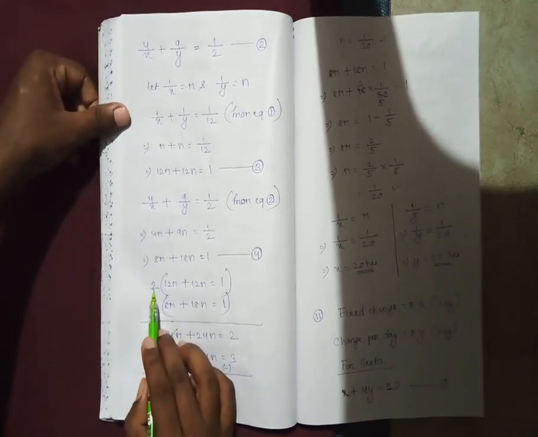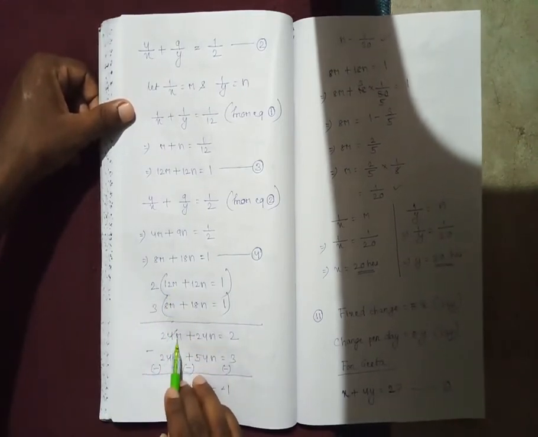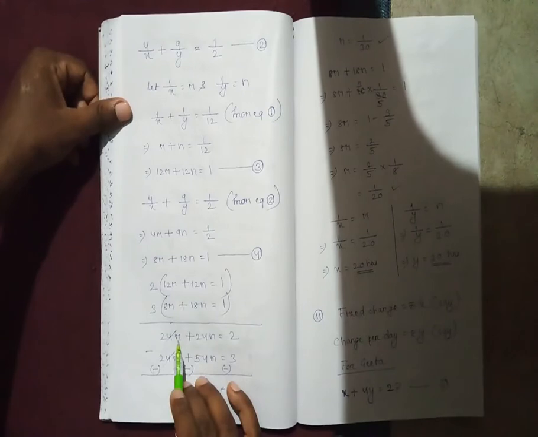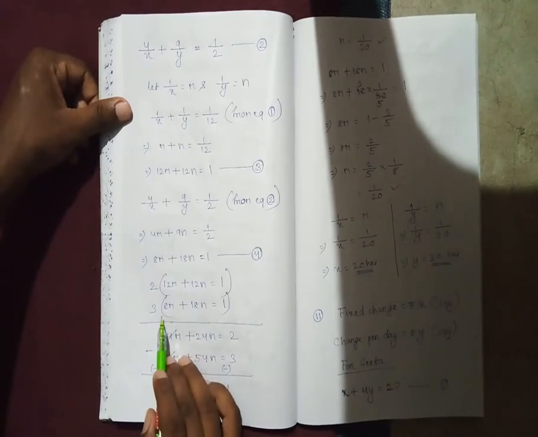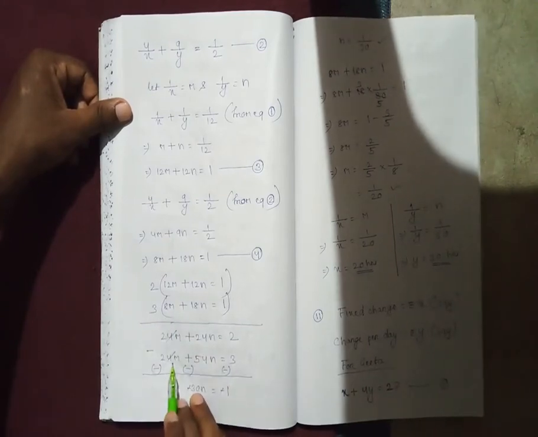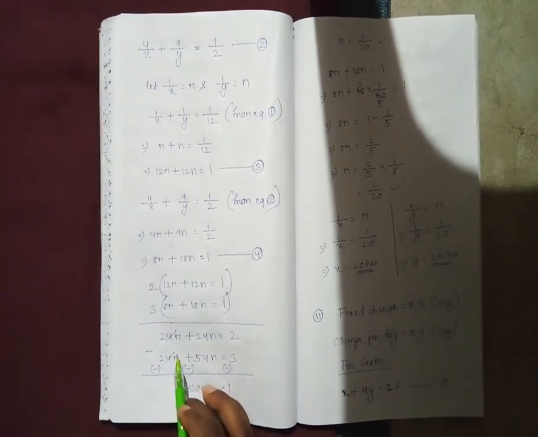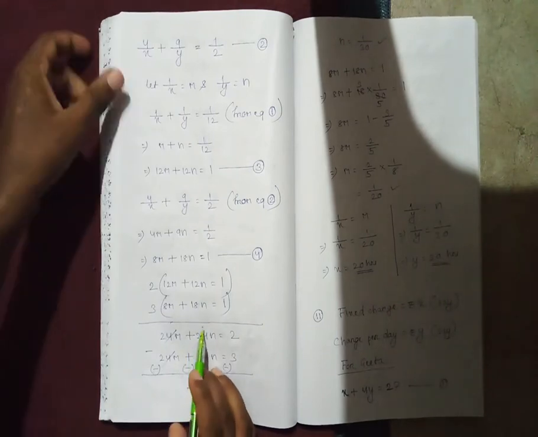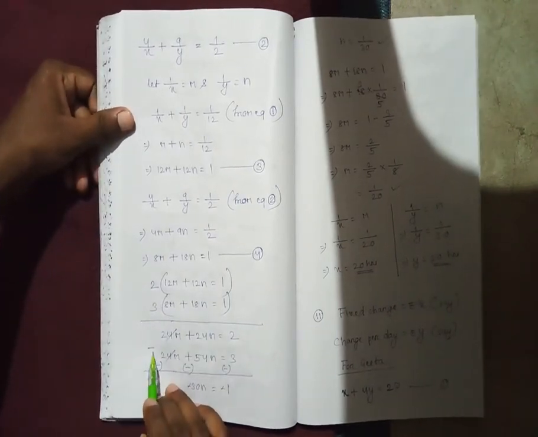So the first equation will change. 2 into 12 is 24m, then multiply 2, okay? So the first equation will become 24m plus 24n is equal to 2. The second equation will be multiplied by 3, so it will become 24m plus 54n is equal to 3. Same sign, 24, 24, positive, positive. So same sign, then you have to subtract in order to cancel. So as you can see, I put negative sign, minus.